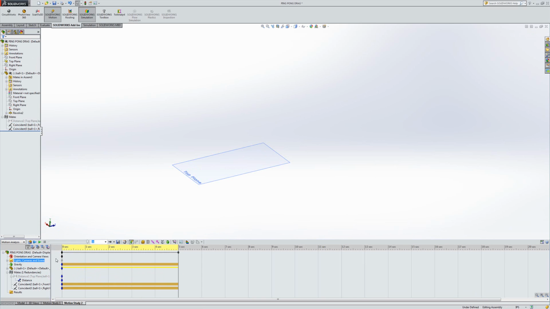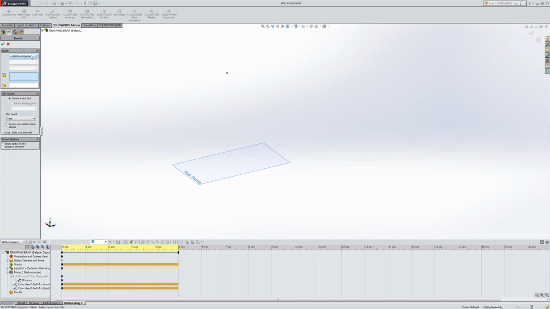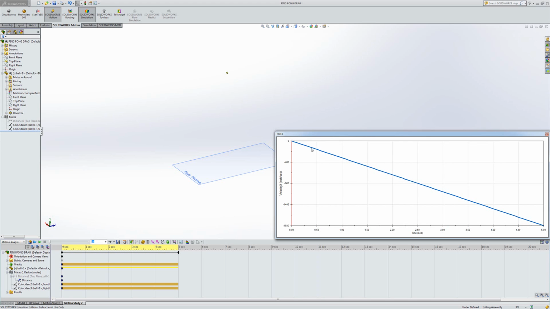Now to add drag. We'll need velocity results for the drag equation, so I'll create a velocity plot. Notice that without drag, the velocity increases at a constant rate.